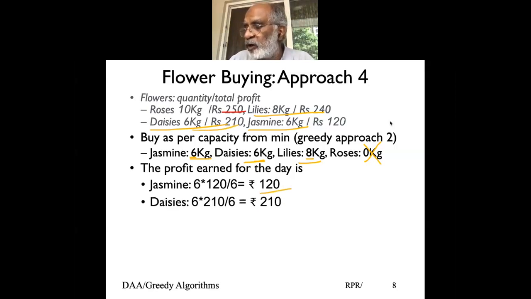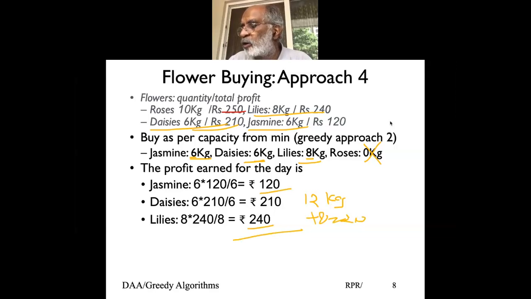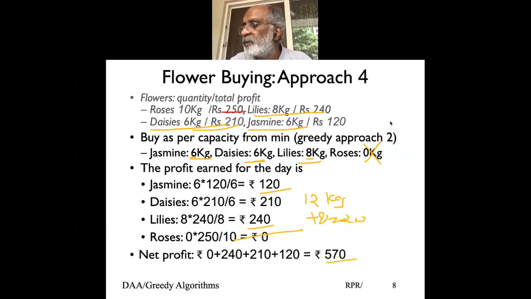Daisies gave me a profit of 210. I've already bought 12 kg, so I'm left with 8 kg. I buy 8 kgs of lilies. This gives me 240 rupees plus 8 kg. I got 20 kg. So my total profit now is 570 rupees.